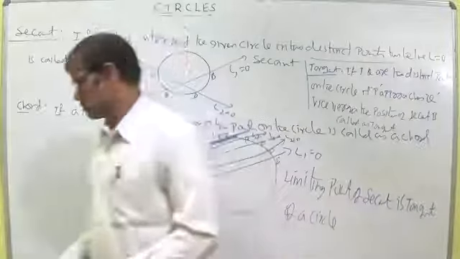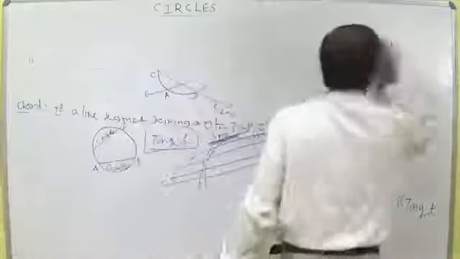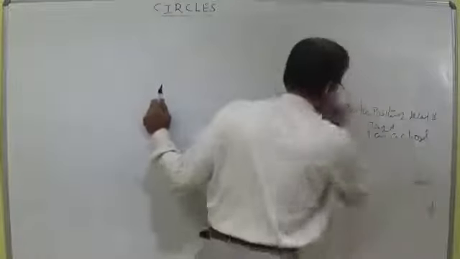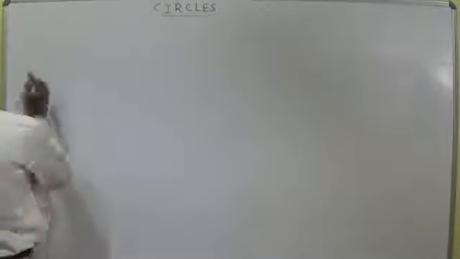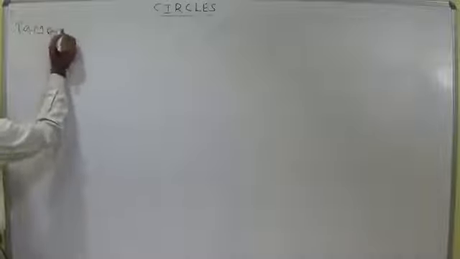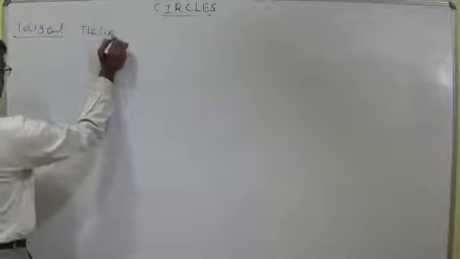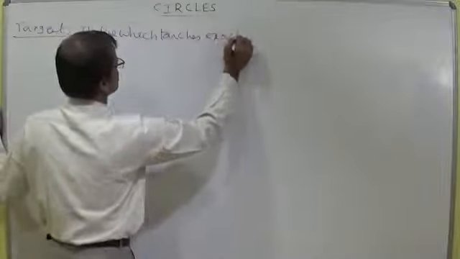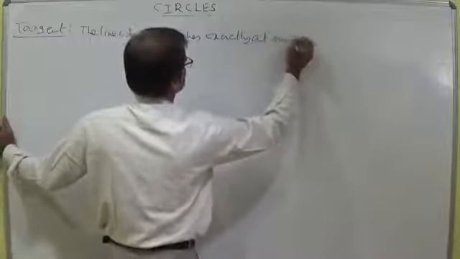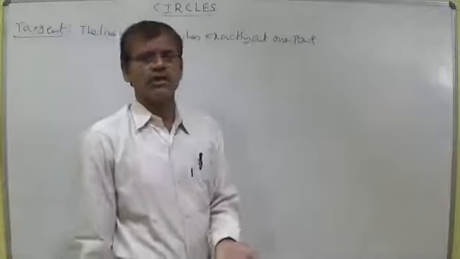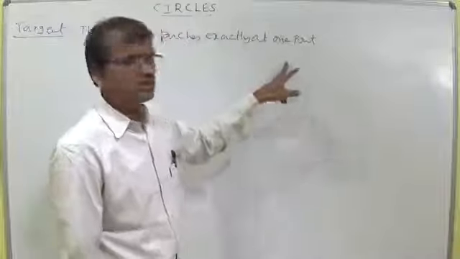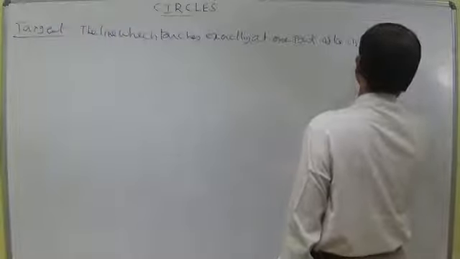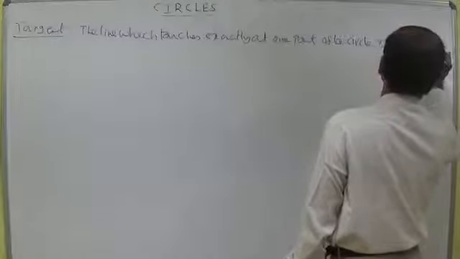In another way, the simple definition of tangent. This is even for 10th class, 9th class, you can write. The line which touches exactly at one point of the curve, you can write in first year. Now we are going to discuss circle, so write here: the line which touches exactly at one point of the circle is called a tangent.